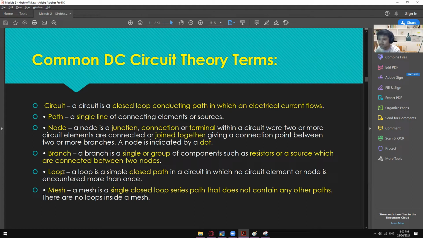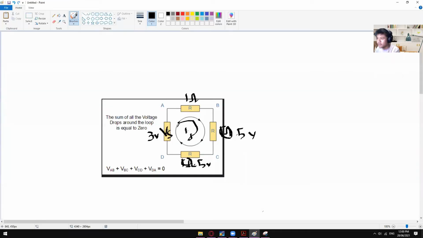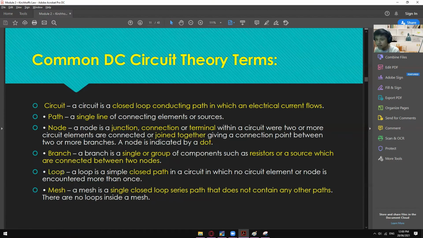And then a loop is just a simple closed path. So if there's a path that will lead you from the start up to the end, and then it leads back to the starting point, we call that one loop. Okay, so in a series circuit, of course we only have one loop, just like this one. Okay, loop number one. If we have another circuit right here, let's say another resistor, then we have another loop right here, which is now called the second loop or loop number two. Okay, so that's it for the loop.